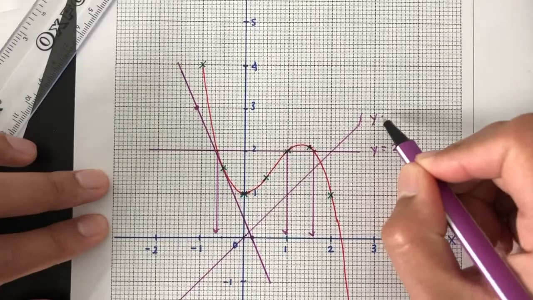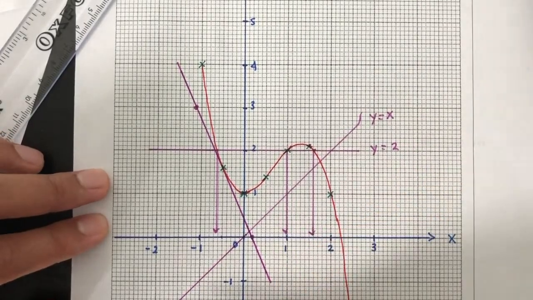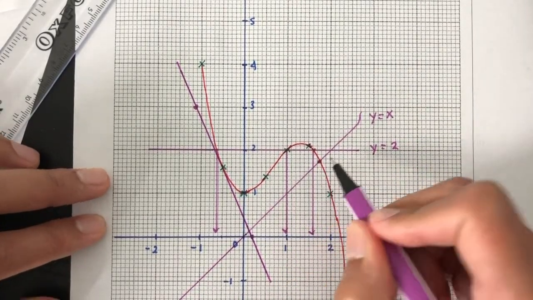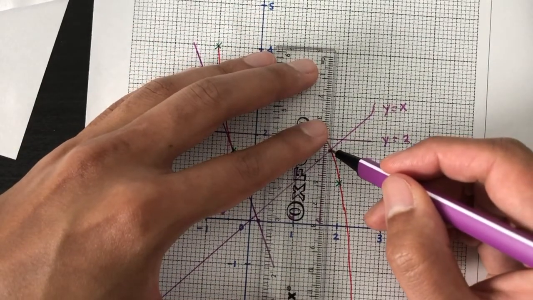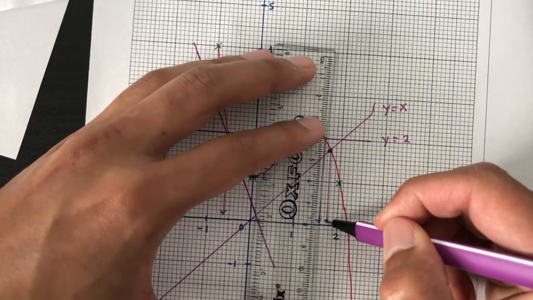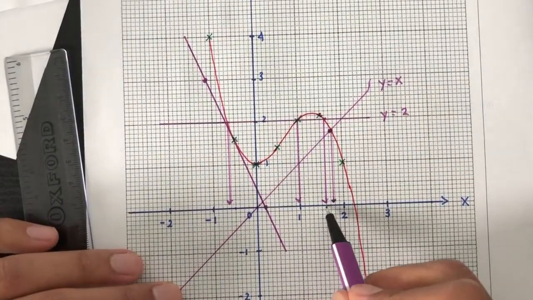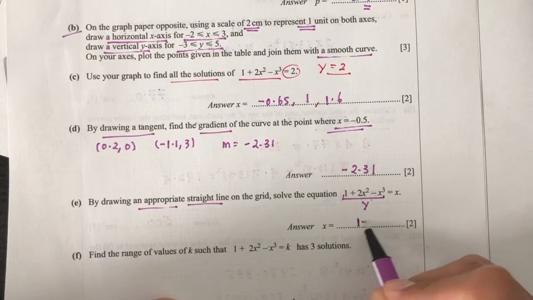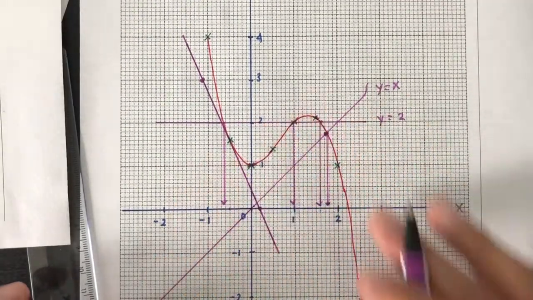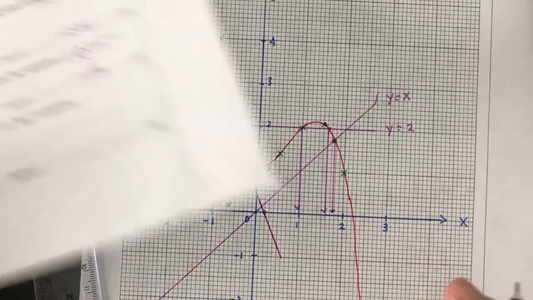So label the line y equals x. You will see it cuts the curve at only one point, which is this. Find the corresponding value for x. For me, the value shows to be, this is 1.6, 1.7, 1.75. Your value may be a bit different depending on the graph you draw, but it should be around that value.